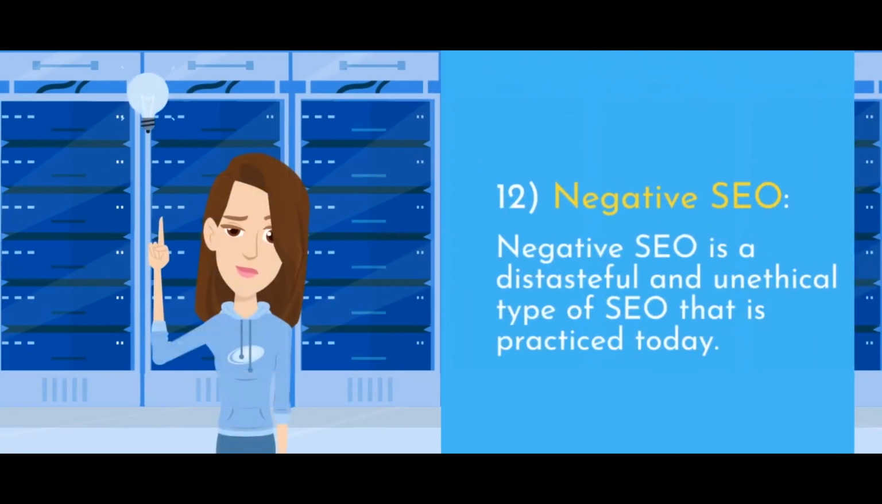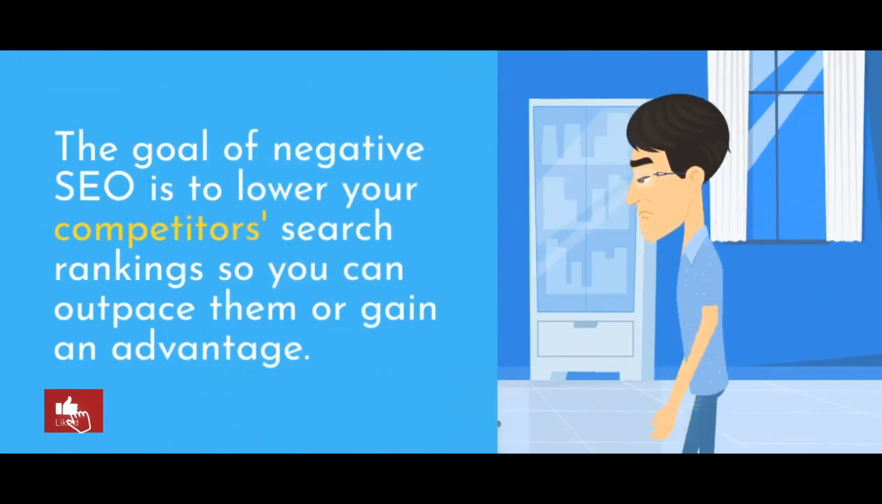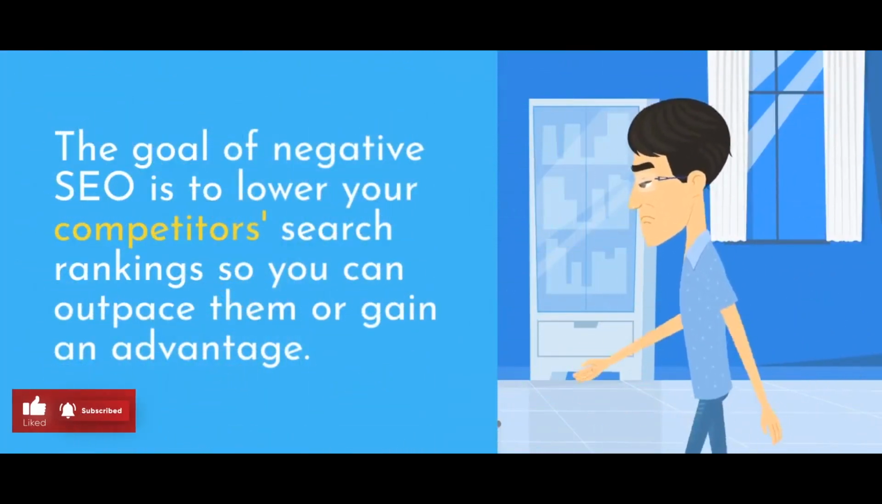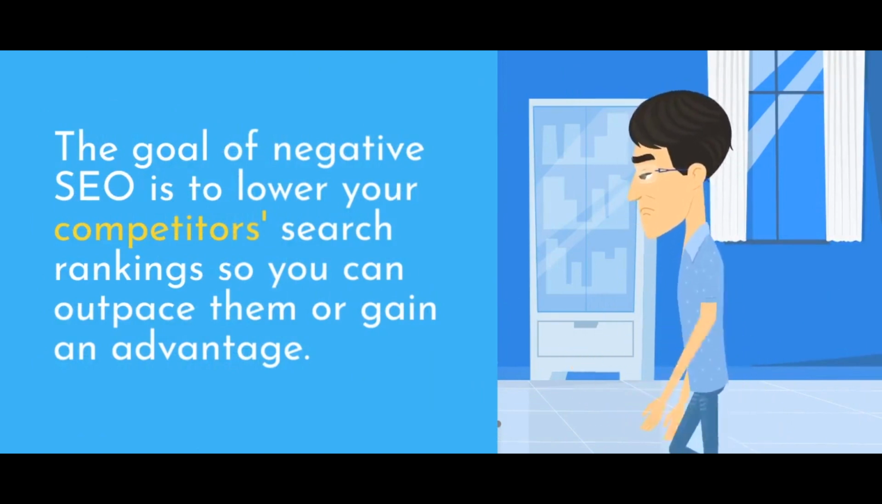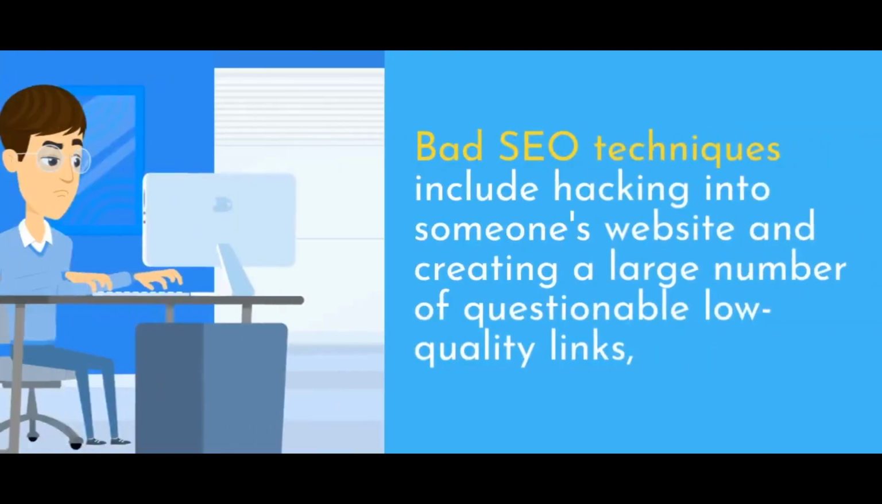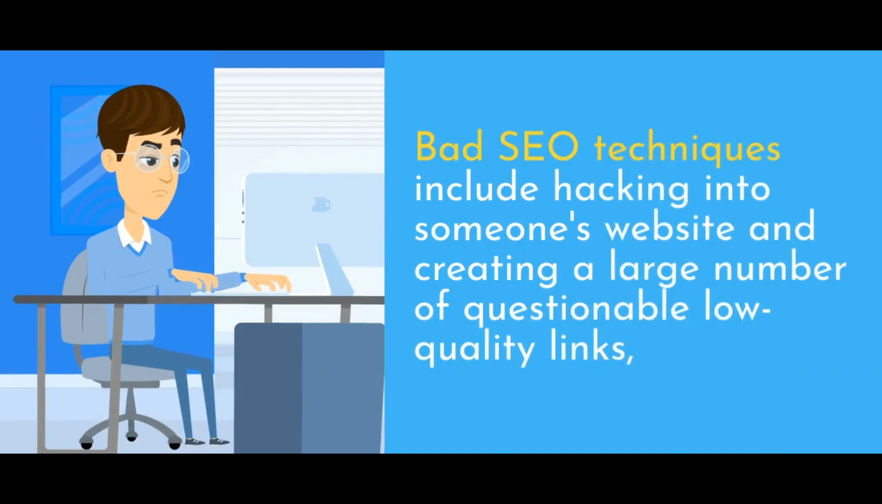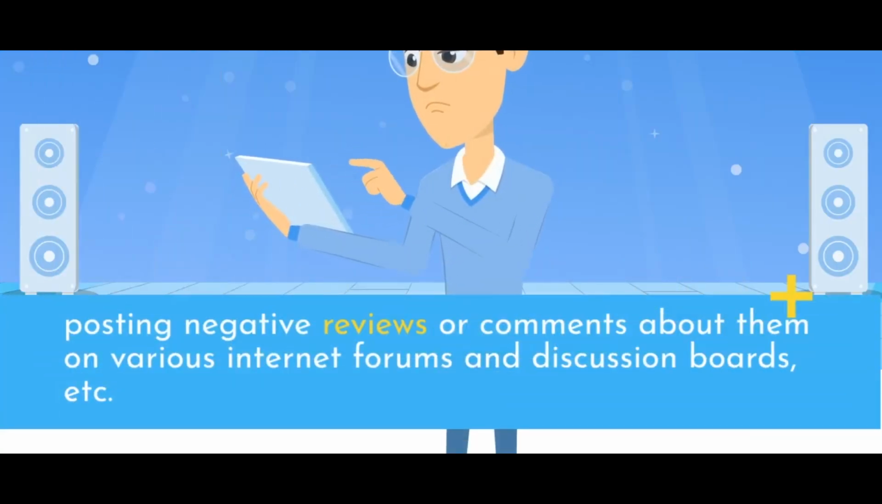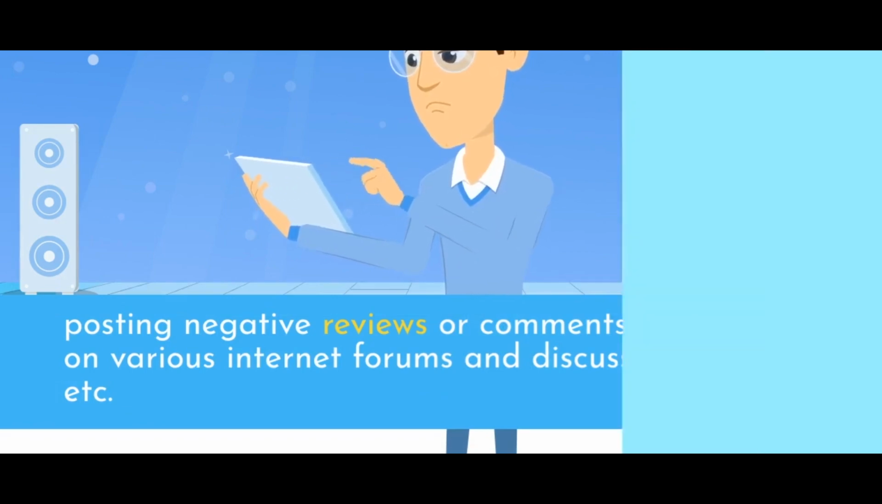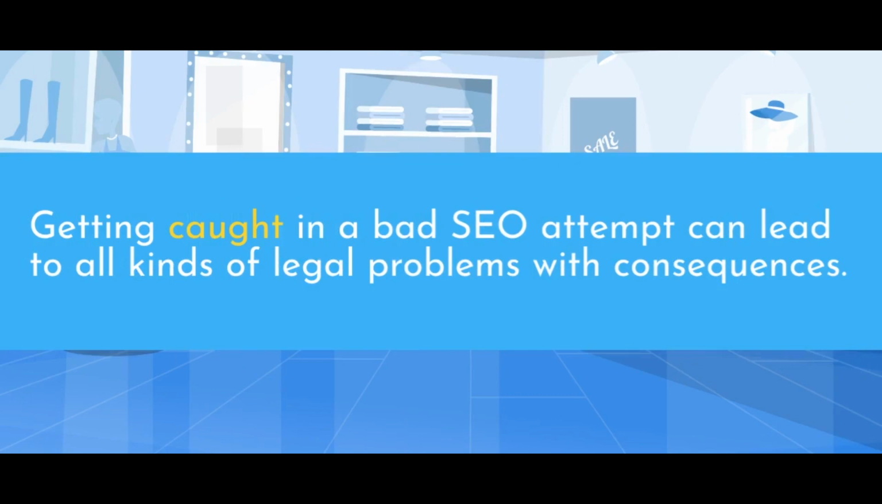13. Negative SEO. Negative SEO is a distasteful and unethical type of SEO that is practiced today. The goal of negative SEO is to lower your competitors' search rankings so you can outpace them or gain an advantage. Bad SEO techniques include hacking into someone's website and creating a large number of questionable low-quality links, posting negative reviews or comments about them on various internet forums and discussion boards, etc. Getting caught in a negative SEO attempt can lead to all kinds of legal problems with consequences.